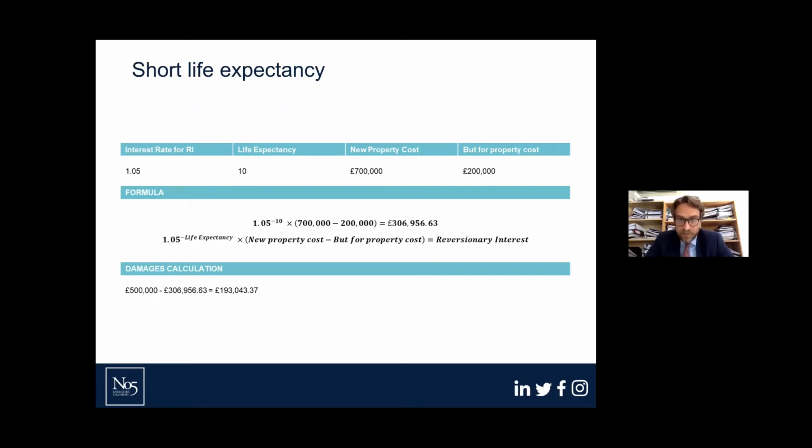Okay, and that is illustrated by the slide we've got here, where Lois has helpfully done one of her worked examples, and it's a case which involves a 10-year life expectancy and a shortfall between the but-for property costs and the new property costs of £500,000. And the Swift formula produces there a value for the reversionary interest of about £300,000, and that of course represents the shortfall between what's required and what will be awarded. So you have a shortfall of about 60% of the increased capital sum required. Now, next slide, please.